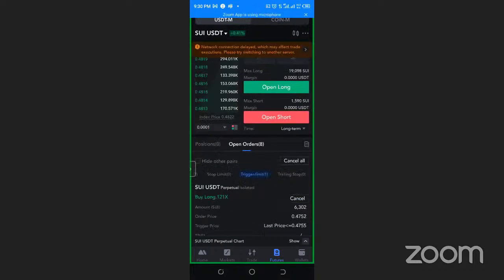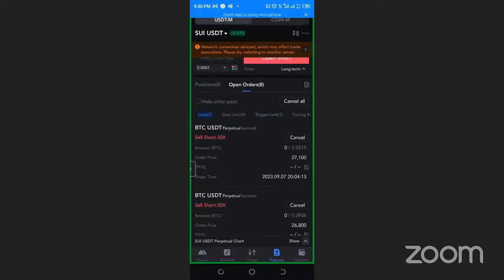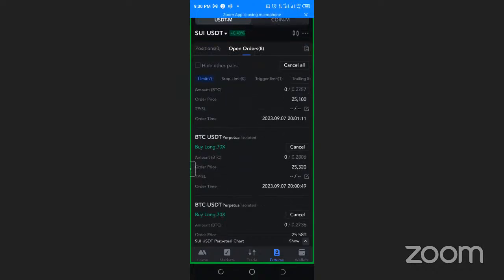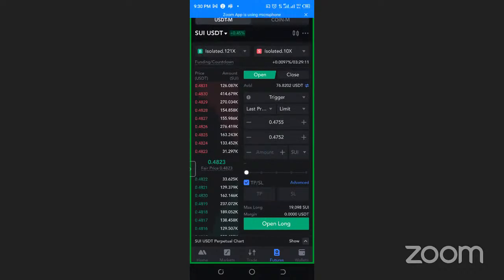My normal limit orders for Bitcoin. You see, I have short positions and I have long positions. Anywhere the price goes, I wait for them, because that's what the market is doing: the market is going sideways.